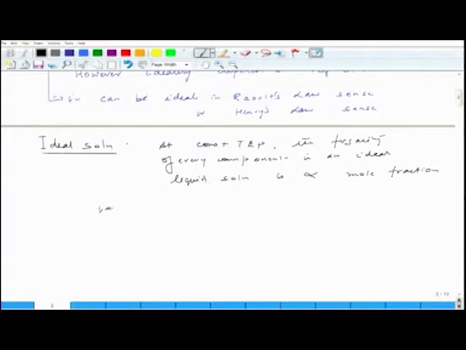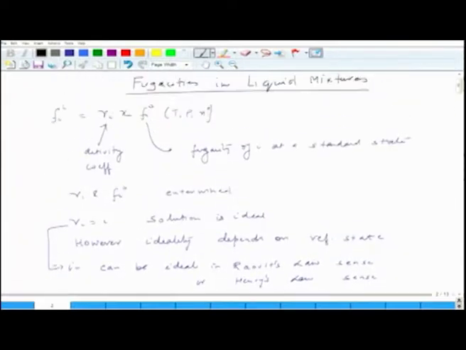So, in other words, what we are saying is that f_i^L is equal to some proportionality constant k_i multiplied by x_i, which holds for x_i from 0 to 1. Okay. So, note that k_i is just a function of temperature and pressure, and it should be independent of x_i. And if gamma_i is equal to 1, which essentially means k_i is nothing but f_i^0, that is what we have written here.